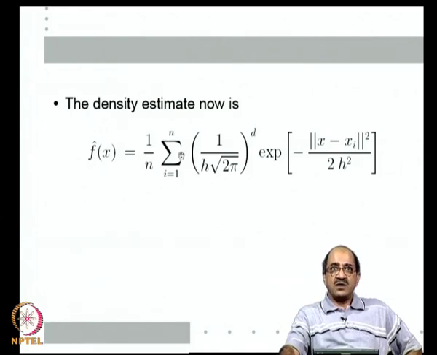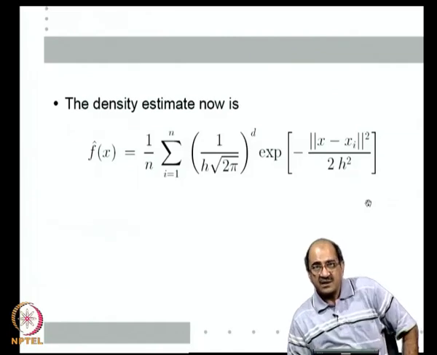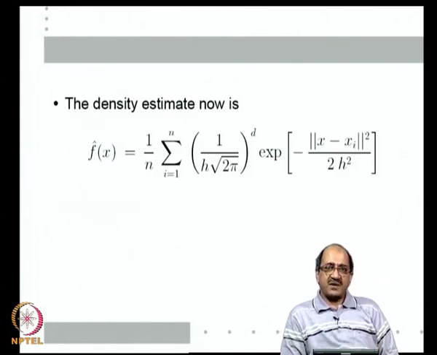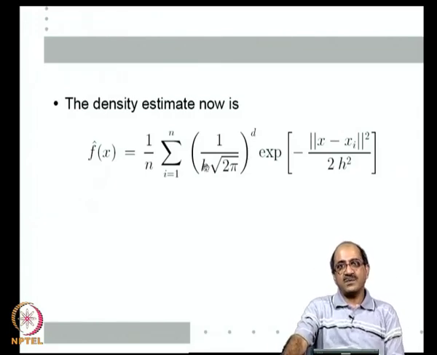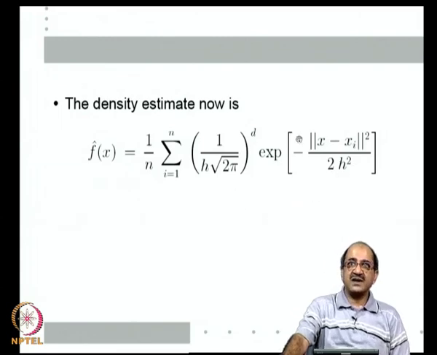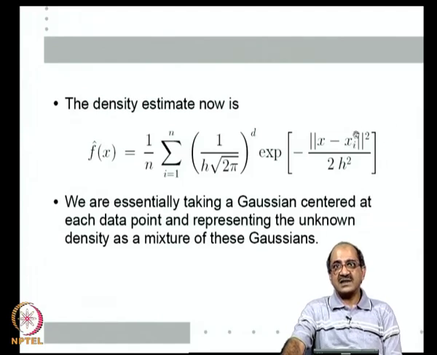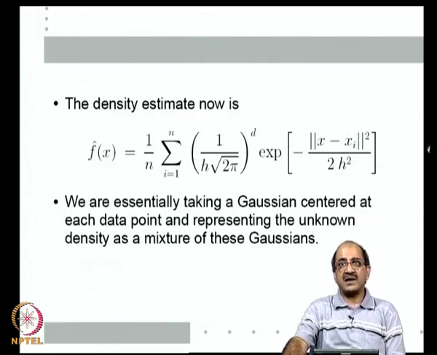f hat(x) is 1 by n, sum over i equals 1 to n, of 1 by (h root 2 pi)^d times exponential of minus norm (x − xi) squared by 2 h squared. As you can see, this is actually a product of one-dimensional Gaussians, each with variance h squared. So, what we called the size of the volume element is now actually the variance of each Gaussian. As you can see, this is actually a mixture density. We are essentially taking Gaussians centered at xi, that is each of our data points, and summing them. If I take 1 by n inside, this is a sum of n terms, each one being 1 by n times a density.